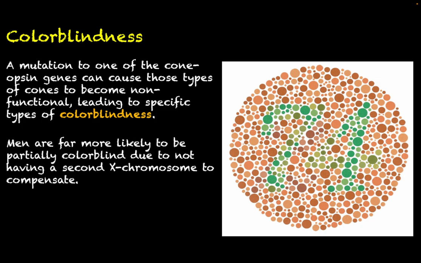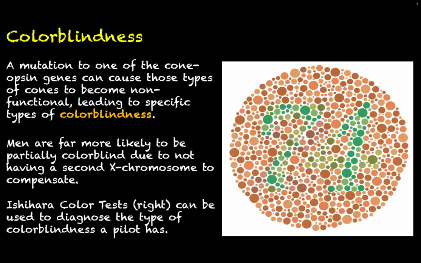So men are far more likely to be partially colorblind because they only have 1 X chromosome. If a woman has a mutation to one of their cone opsin genes, it's very likely that they actually have a good copy of that gene on the other X chromosome, which can compensate for it. But men, since we only have 1 X chromosome, if we have a bad cone opsin gene, we don't have another X chromosome to compensate, so we're more than likely going to reap the quote-unquote benefits of being colorblind.